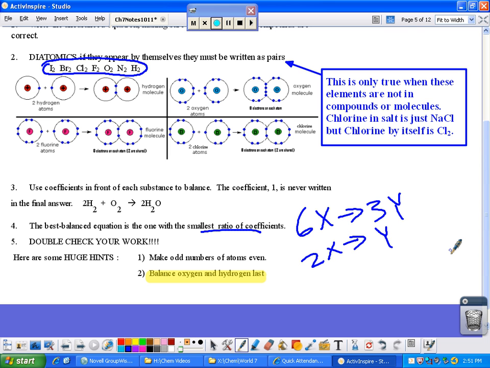And lastly, 2 basic hints. Sometimes when they're hard to deal with, you look for maybe an odd number of an element. Maybe there's only 1 oxygen, but on the other side there's 4 oxygens. Turn the odd numbers into even. What do you multiply an odd number by to get it even? 2. Multiply it by 2, you automatically got an even number of oxygen or whatever the element is. And then my general hint is balance oxygen last and hydrogen second to last. Deal with all the other elements first. And as we go through some examples, you'll see why that's a good idea. Oxygen last.